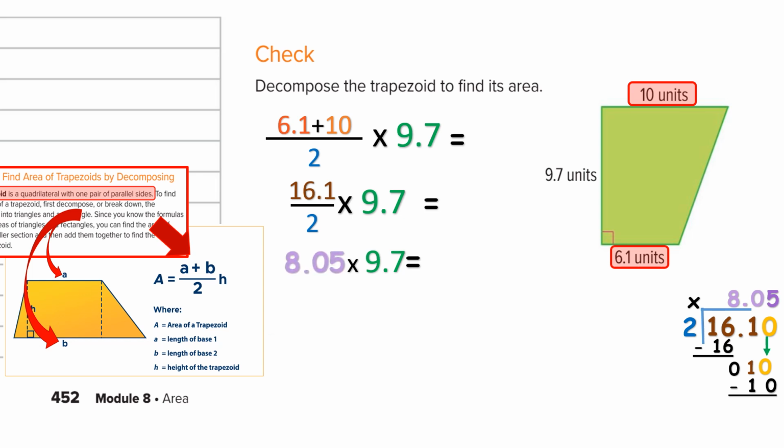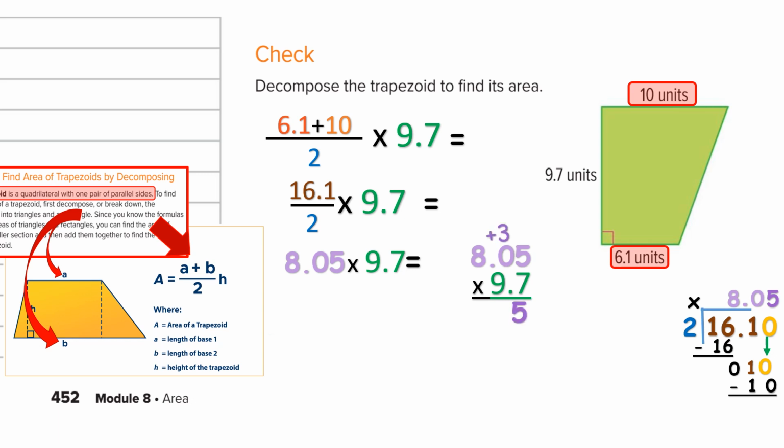so I know that I end up with keeping the height of 9.7, and I'm going to multiply that by 8.05. Multiplying multiple digits. Once again, it's a good review for us to continue to do because we're going to have to be able to do this in order to move on into 7th grade and to do well on our standardized test. So we're going to start with the 7 and multiply with it.